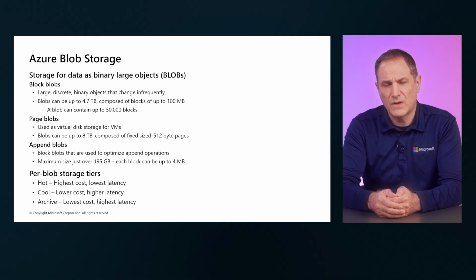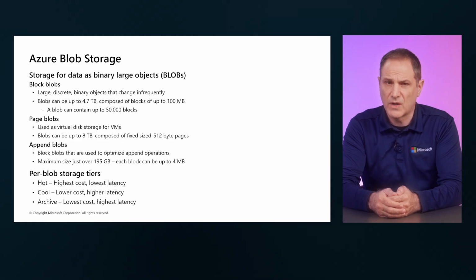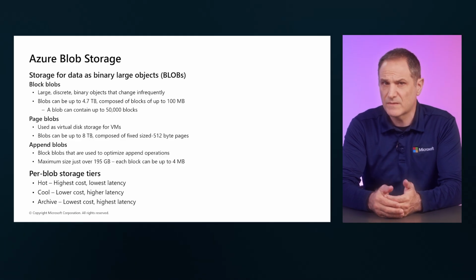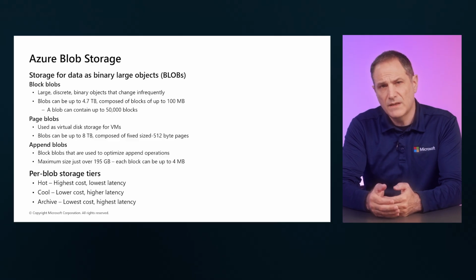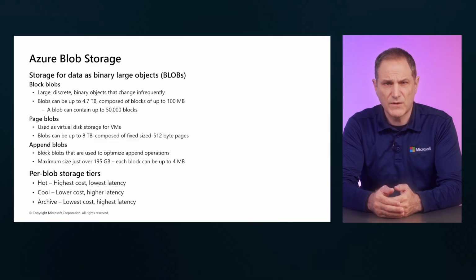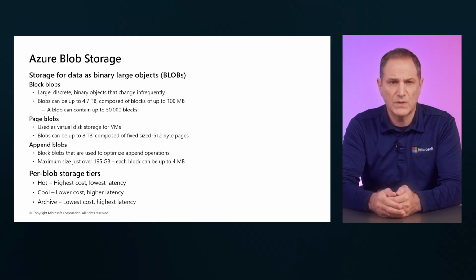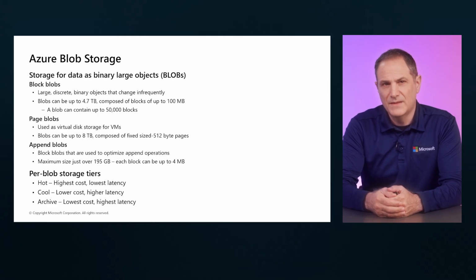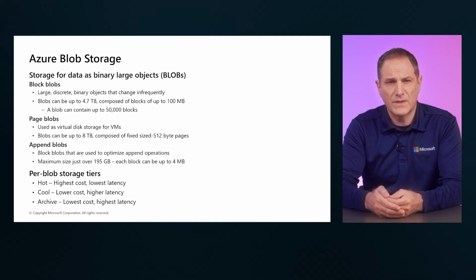The archive tier offers the lowest storage cost with a trade-off of longer retrieval times, sometimes hours. If you need to read an archive blob, you must first move it back to the hot or cool tier. This process is called rehydration, and it can take hours before the data becomes available. Because of this trade-off, the archive tier is best suited for long-term data preservation, where cost efficiency is more important than immediate access.